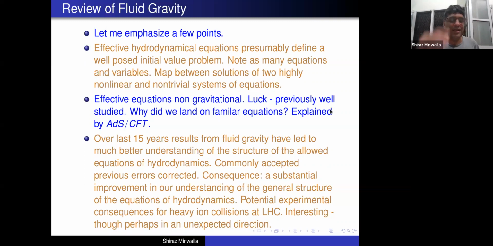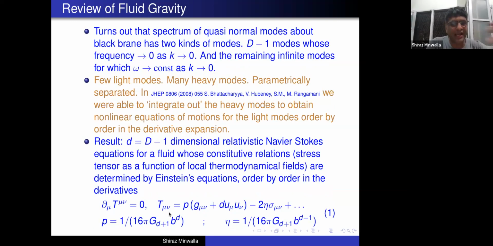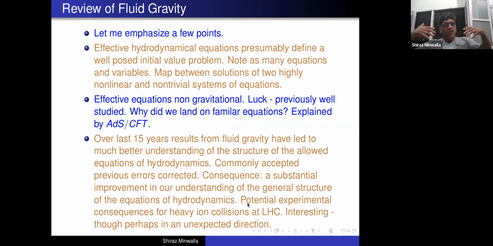Now let me emphasize a few points. Our effective hydrodynamical equations are standard hydrodynamical equations, and therefore presumably define a well-posed initial value problem. In particular, note that we've got as many equations as variables. The number of equations here is the number of space-time dimensions. The number of variables is also the number of space-time dimensions, because we've got d-1 velocities and a temperature. So in this limit, black hole dynamics reduces to another problem, which is not a trivial problem. It's a problem of hydrodynamics, a problem that is non-trivial but does not involve gravity, a non-gravitational problem.